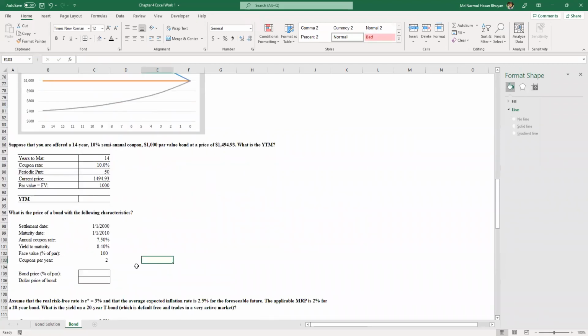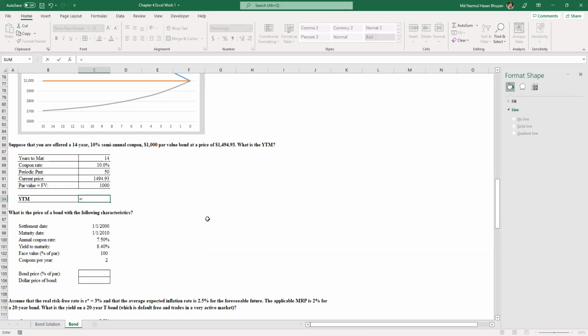All right, now let us calculate YTM. Now here, this bond will mature 14 years from now, and it is now a semi-annual coupon bond. And then let us calculate here the periodic payment. So here you can see face value of the bond is $1,000, and then our annual coupon rate is 10%. However, here we are going to get our coupon payment semi-annually. So let us divide it by 2. Right. So we know now our periodic coupon payment is $50.